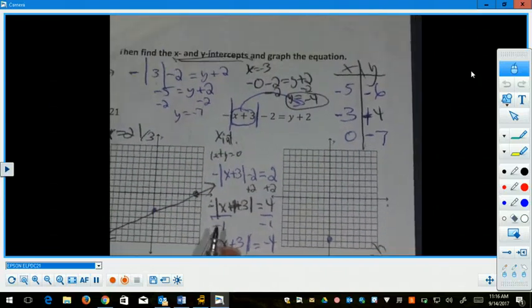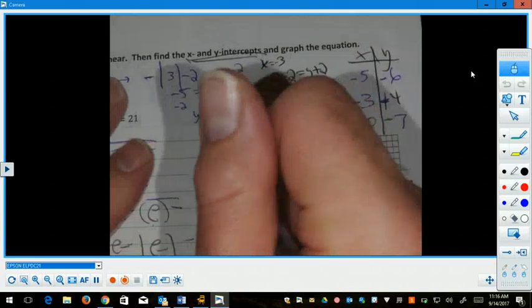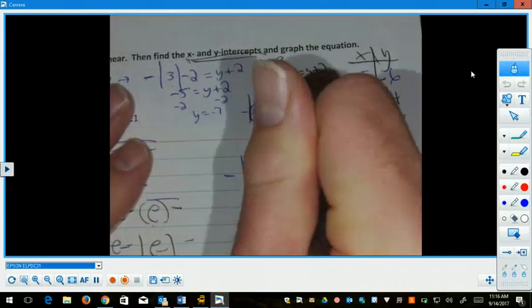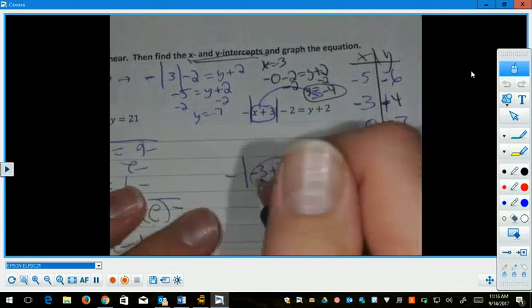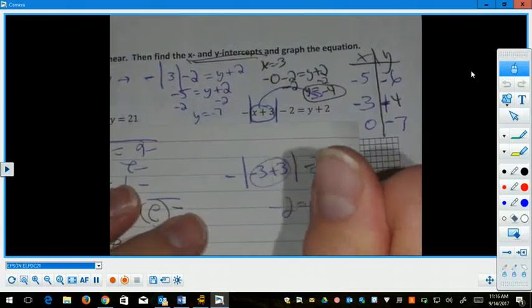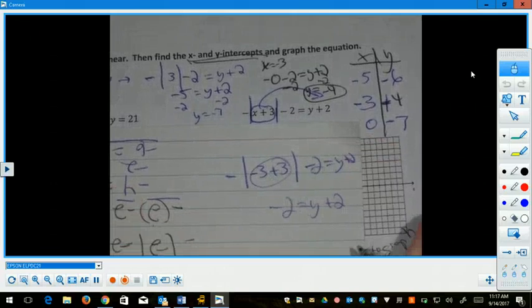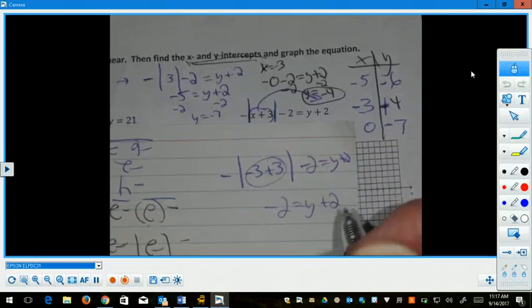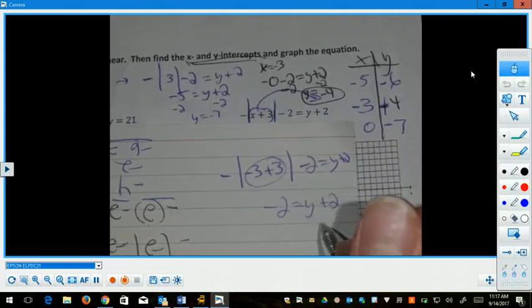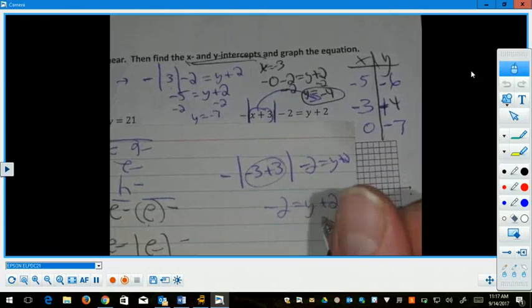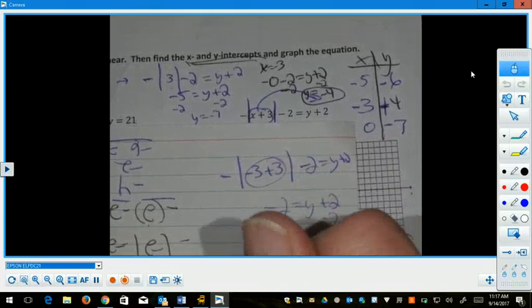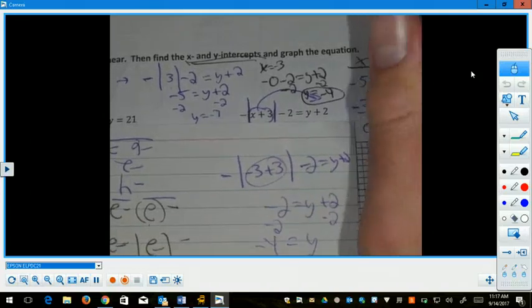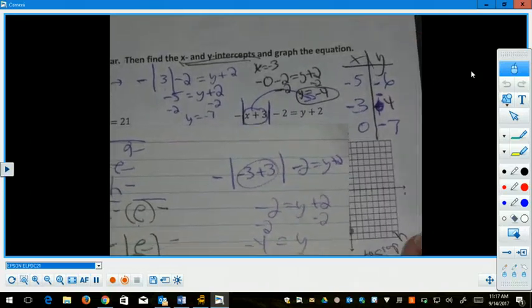Let me go back and do the -3. I didn't show it very well. Negative 3 plus 3 minus 2 equals y plus 2. This is 0, so that's gone. I have negative 2 equals y plus 2. I'm still getting negative 4. You have to add 2 and then add 2 to the y. Oh wait, no. I have to subtract 2 from both sides, which is negative 4. It is negative 4.